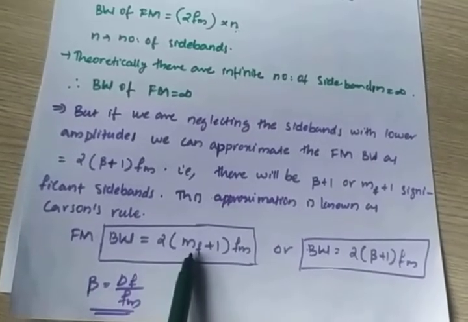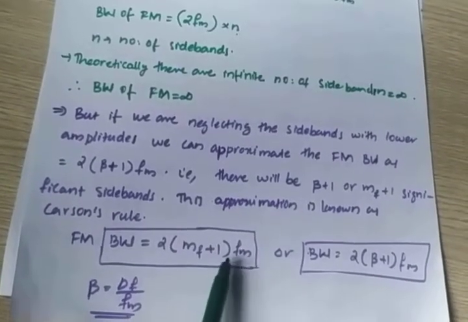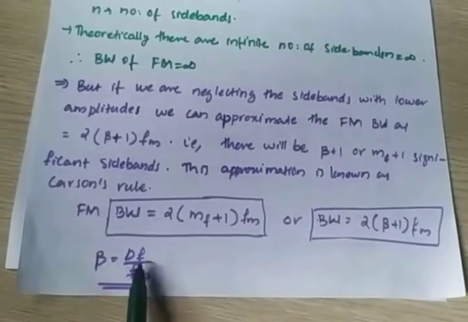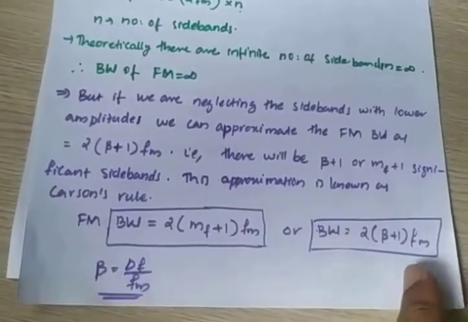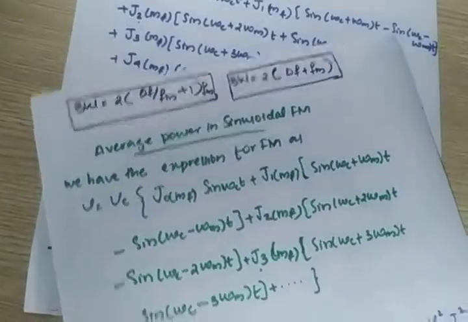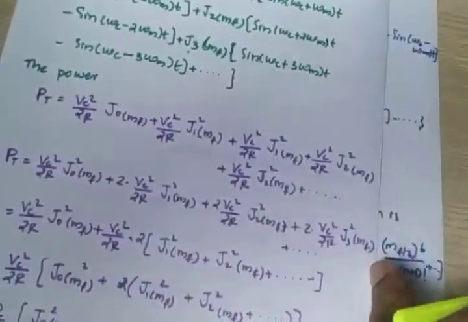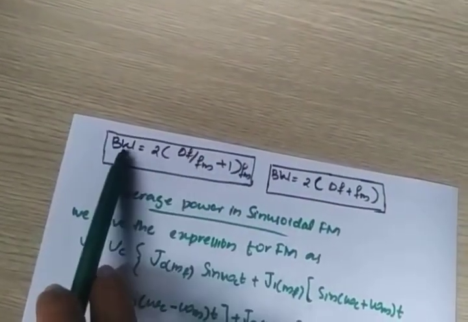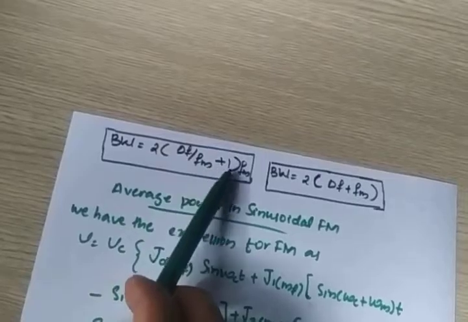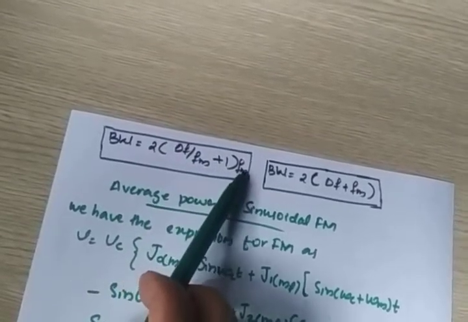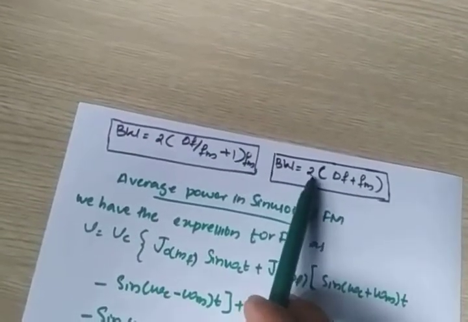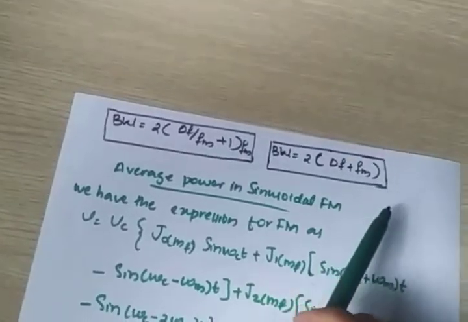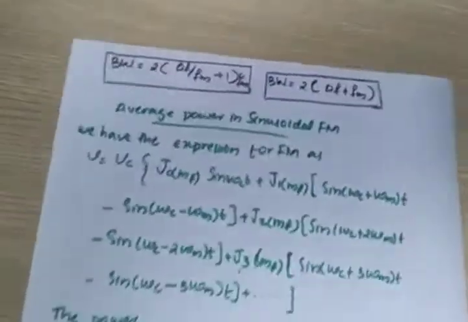So the bandwidth is equal to 2 times (beta plus 1) into Fm, or (MF plus 1) into Fm. And beta is nothing but the modulation index, delta F by Fm. So instead of beta you can represent bandwidth as 2 into (delta F by Fm plus 1) into Fm, or cross multiplying, 2 into (delta F plus Fm). Both are important equations of bandwidth. These equations are very important.